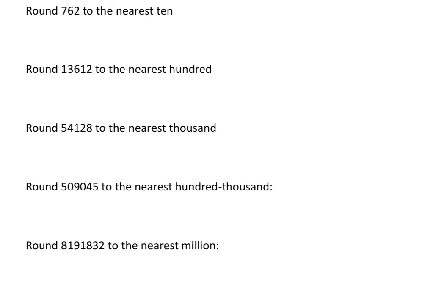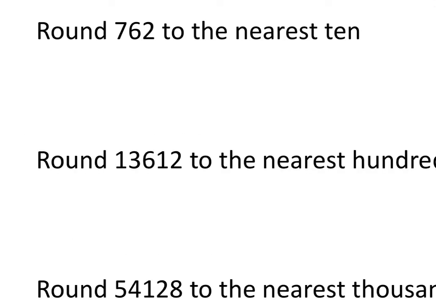So we're going to round 762 to the nearest 10, and then we'll deal with those other 4 numbers as well. Okay, so we'll start with something small, then we'll look at some bigger numbers as we go. The size of the number shouldn't make a difference, by the way. It doesn't matter how many digits the number has, because we're not always rounding all the digits, right?